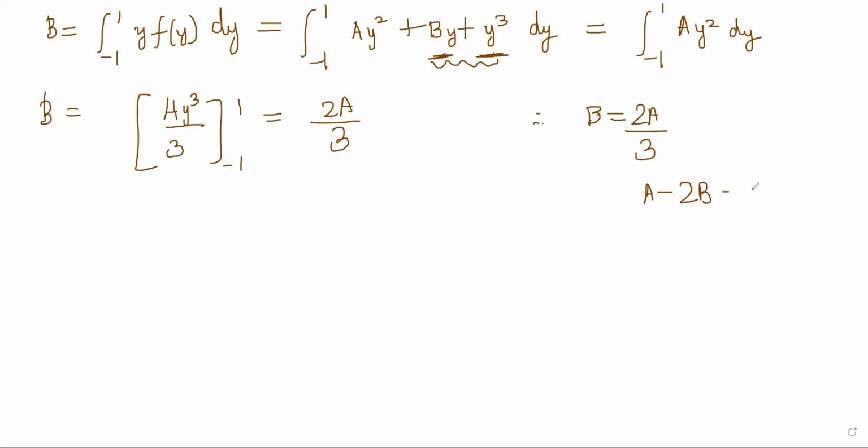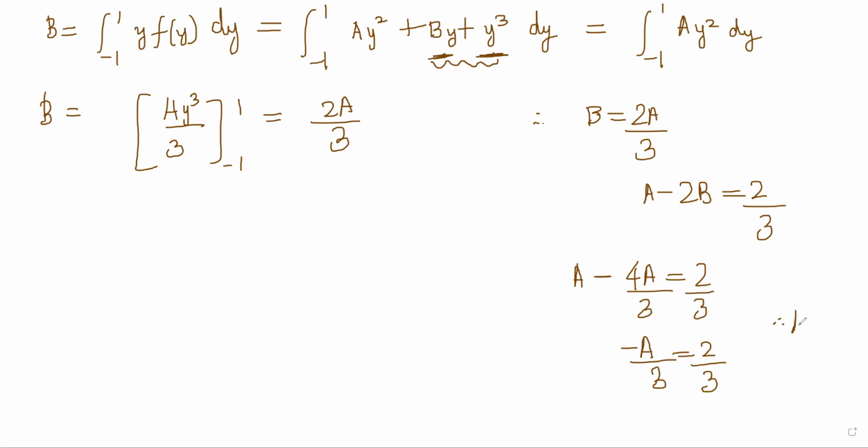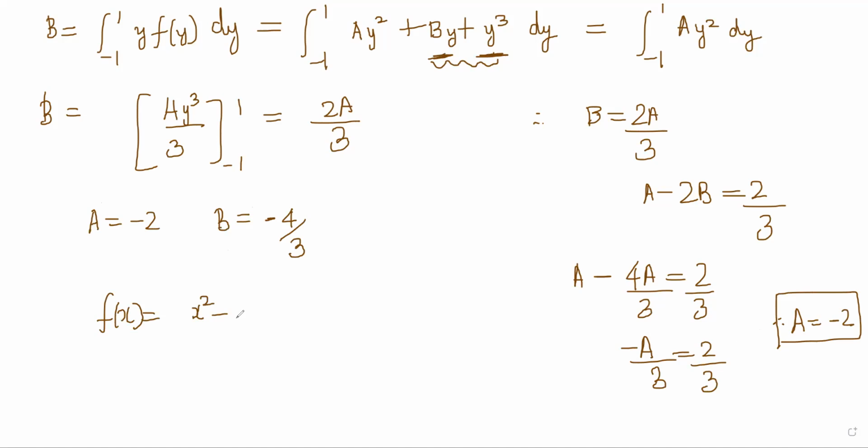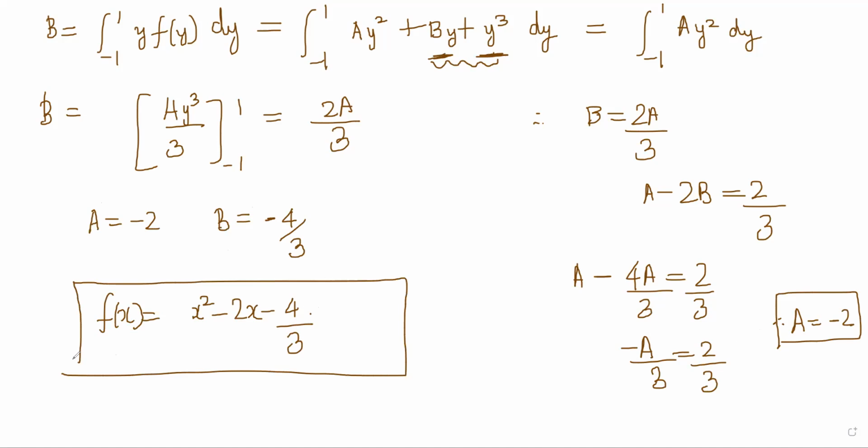So we get therefore b is equal to 2a by 3, and the previous equation was a minus 2b is equal to 2 by 3, right? So we can say a minus 2 times 2a by 3, so 4a by 3, is equal to 2 by 3. So minus a by 3 is 2 by 3, therefore a is equal to -2, right? We get a is equal to -2, and therefore b is equal to 2 times a by 3, so -4 by 3, and you get your function f(x) is coming out to be x square minus 2x minus 4 by 3, right? So that is what we wanted to find here.